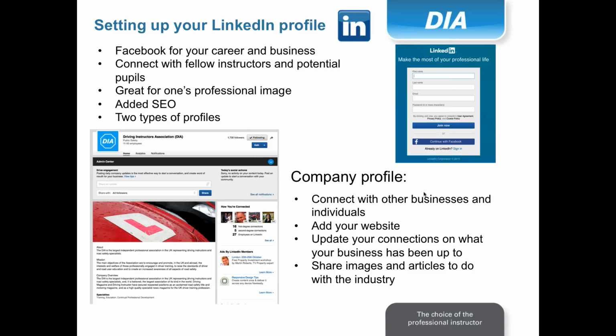Again, you use your website address and things for added SEO. LinkedIn has 2 different types of profiles. It has a company profile where it talks about solely your business, okay? But you can still connect with individuals and other businesses on your company profile. Your company profile is used just to update people on what your business has been up to. Maybe you want to talk about so-and-so has passed their test, or you can also share industry news on there and things like that. You can share images and articles as well.